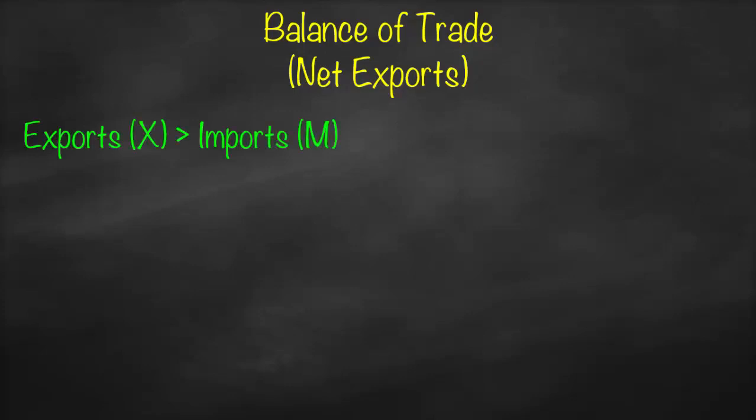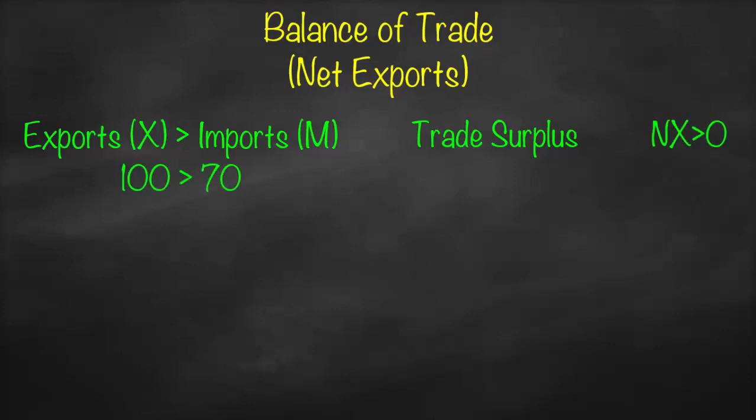Our exports could be bigger than our imports. So this means that we have a trade surplus, which means that our net exports will be positive. Let's get a numerical example. Let's assume that our exports is 100 and imports is 70. So 100 minus 70 will give us 30. So I know that now we have a trade surplus, or net exports is equal to 30, which is bigger than 0, that's why it's positive.